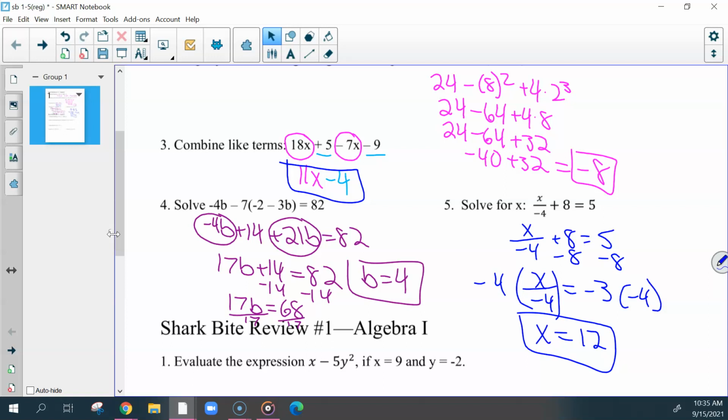And then for number 5, same thing, you needed to get x by itself. You could have done that a couple different ways, multiplied everything by negative 4 to kind of get rid of the fraction, or the way I did it, which was move 8 by subtracting it, and get rid of the negative 4 by multiplying it on both sides. Do we have questions on any of those?